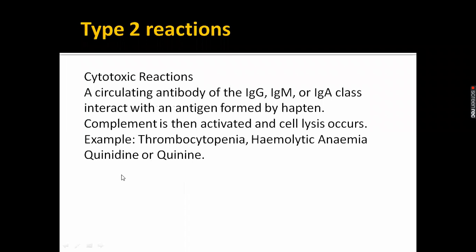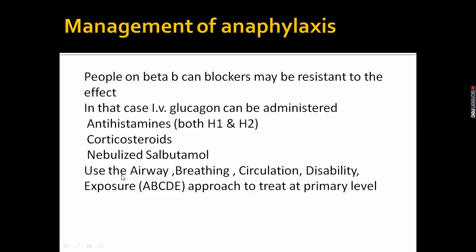So use airway, breathing, circulation, and if any disability is there, support that part to prevent further exposure. That means it will be the ABCDE approach to treat at the primary level.